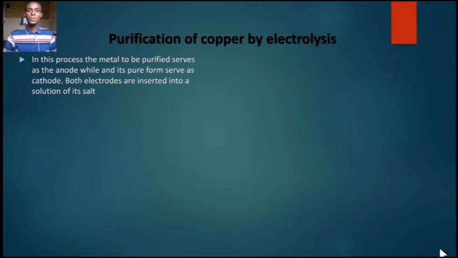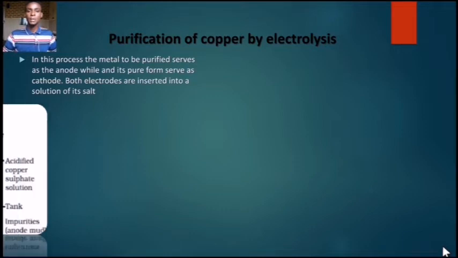Now we're told that in this process, the metal to be purified serves as the anode, while the pure form serves as the cathode. Both electrodes are inserted into a solution of its salts. Now this point is really important. Note this: the metal to be purified serves as the anode, while its pure form serves as the cathode. This is a classic WAEC and JAMB question. You can't afford to forget this aspect. Now I'll show you diagrams to help you understand this properly.